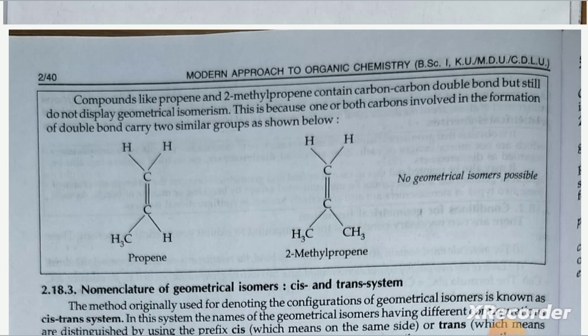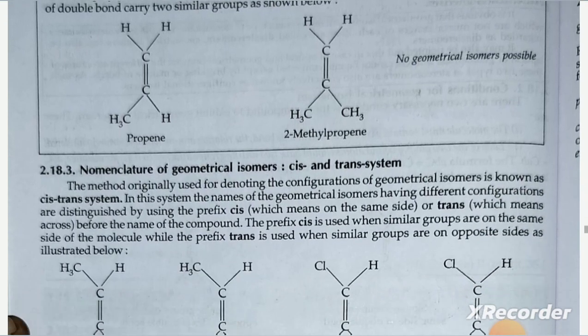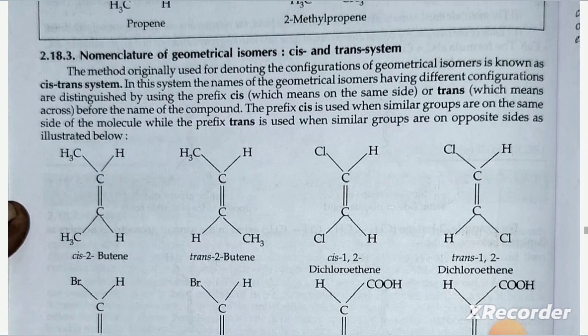Nomenclature of geometrical isomers: cis and trans system. The method originally used for denoting the configuration of geometrical isomers is known as the cis-trans system. In this system, the names of geometrical isomers having different configurations are distinguished by using the prefix cis, which means on the same side, or trans, which means across, before the name of the compound. The prefix cis is used when similar groups are on the same side of the molecule, while the prefix trans is used when similar groups are on the opposite side, as illustrated below.